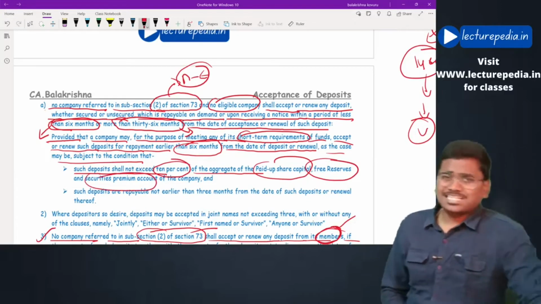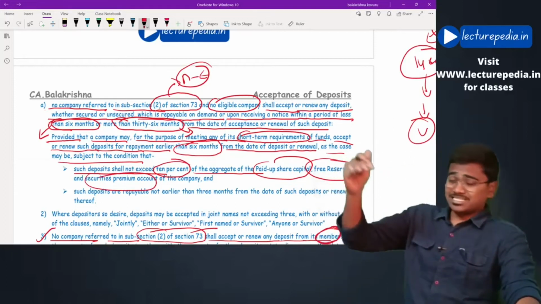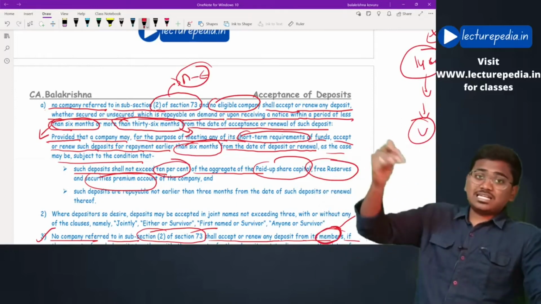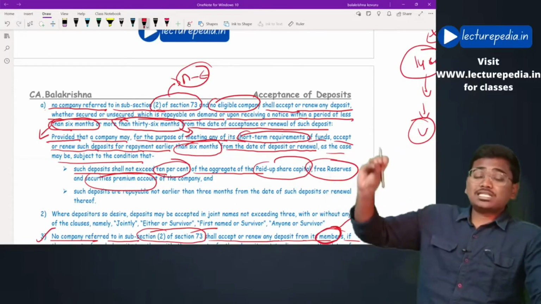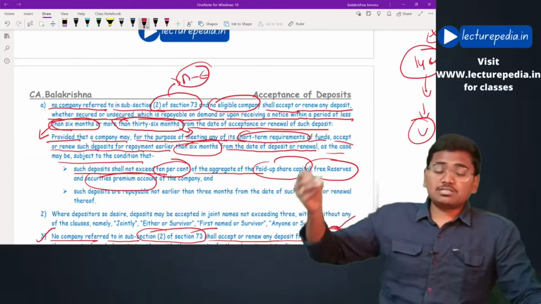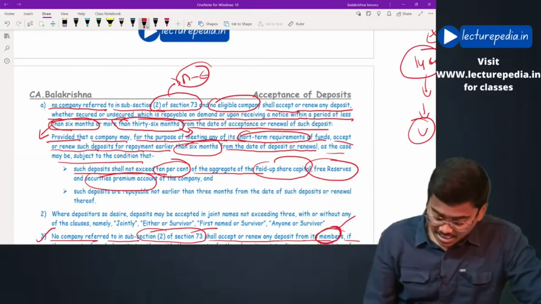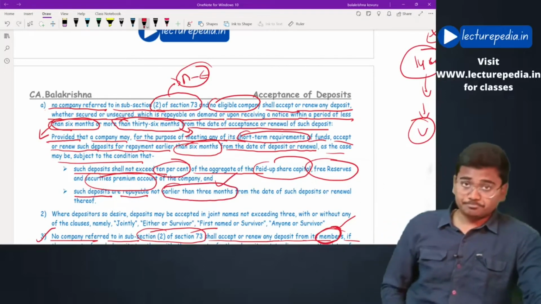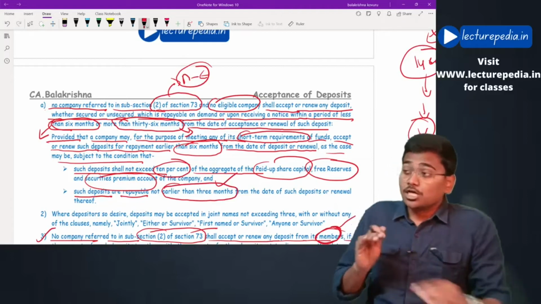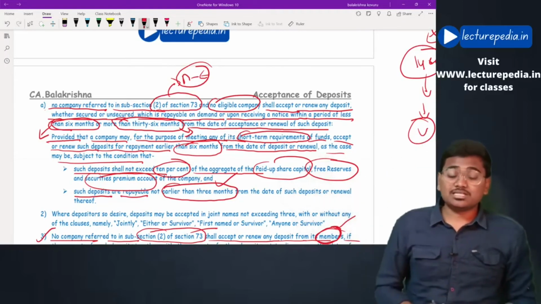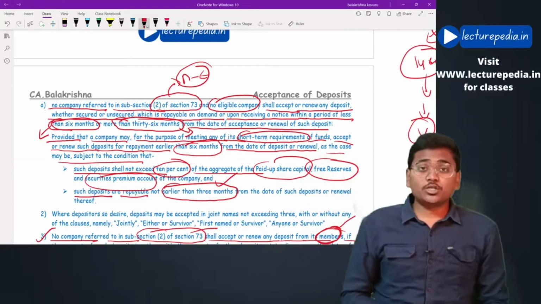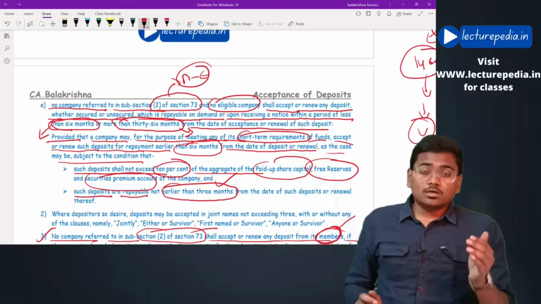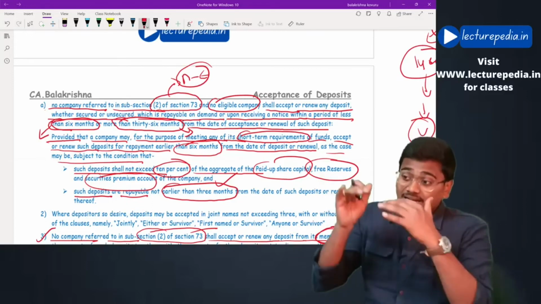If you are accepting deposits for a period less than 6 months, then the total amount of deposits with a tenure of less than 6 months should not be more than 10% of the paid up share capital, free reserves, and securities premium. Such deposits are repayable not earlier than 3 months. You must repay those deposits not earlier than 3 months. That means the minimum tenure of the deposits must be at least 3 months. You cannot give a tenure lesser than 3 months.